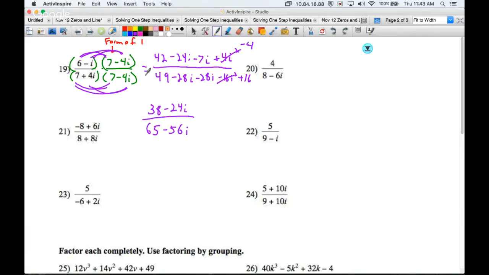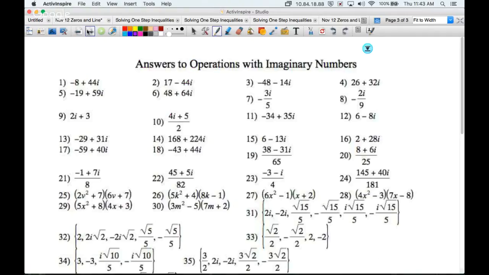Oh yeah, I made a mistake here. So when we do the outside, we'll get a minus 28i. When we do the inside, we'll get a plus 28i. So these cancel out. I wasn't even thinking, because the whole point of this was we wanted to make the denominator rational. It's supposed to be just a 65 on the bottom. Now I think that matches pretty well.